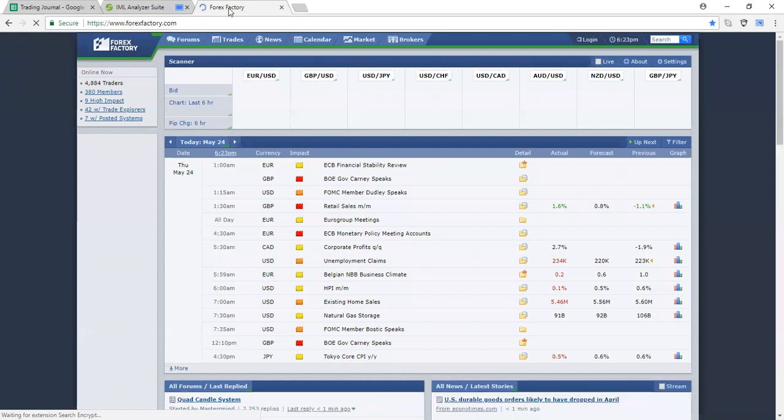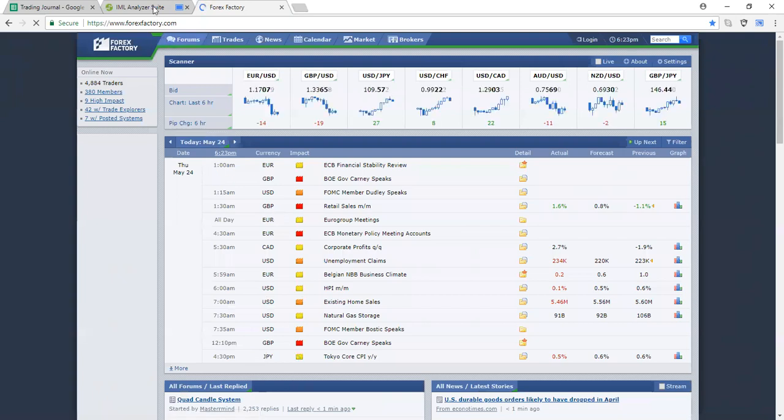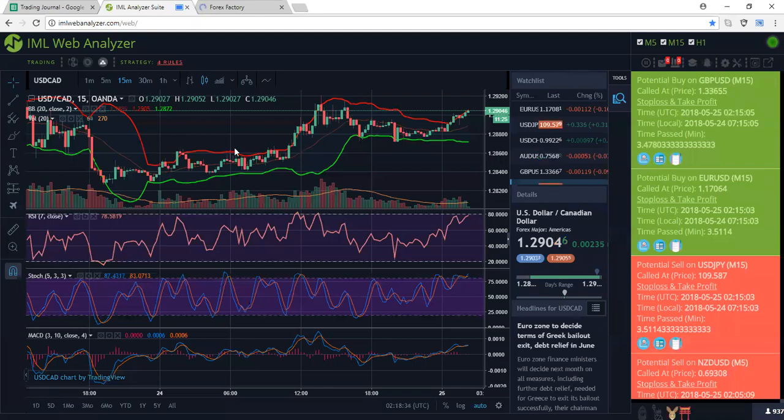Okay, so it's about 7:18 our time. We have no red folders, so that's good. No red folders at all. Yay for NZD JPY. We're taking profit.